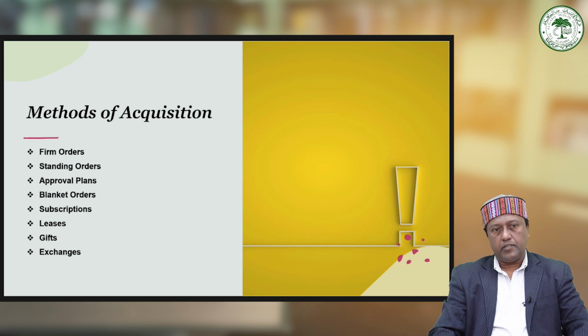Then the second type of acquisition is standing orders. Standing orders are predetermined commitments to acquire all materials within a certain category or subject area. This method ensures that the library automatically receives new volumes in the series without having to place individual orders each time.